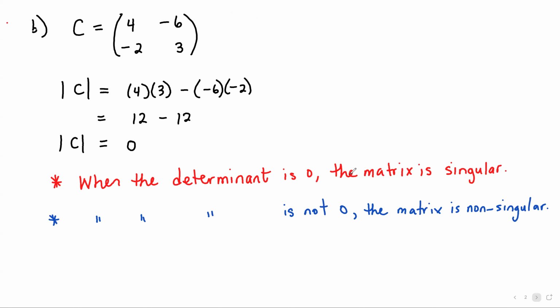On the same topic of the determinant of a matrix, we saw that when the determinant of the matrix is 0, it is known as a singular matrix. And when the determinant of the matrix is not 0, the matrix is non-singular. You have to be able to tell when a matrix is singular and when it is non-singular.